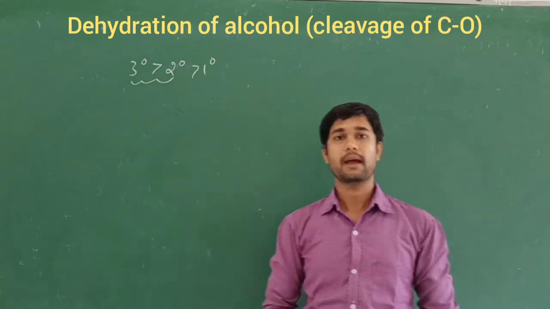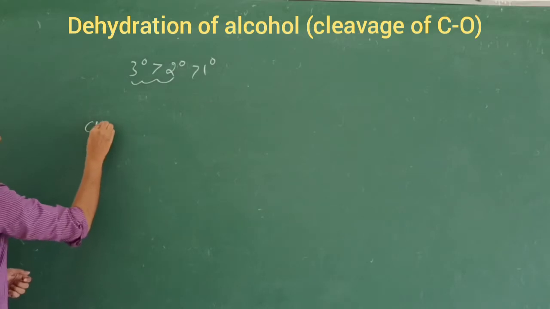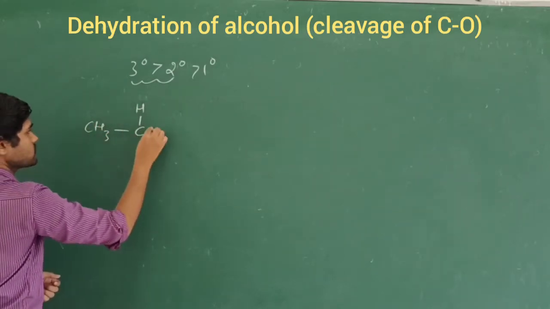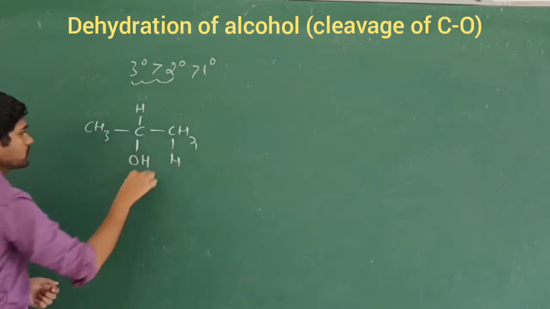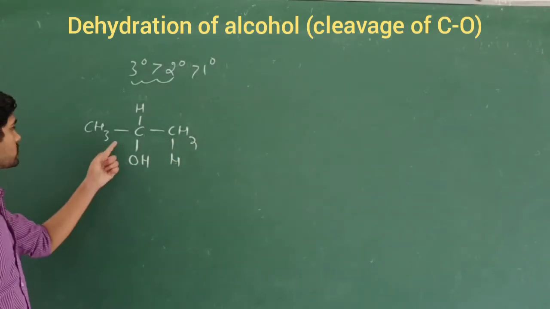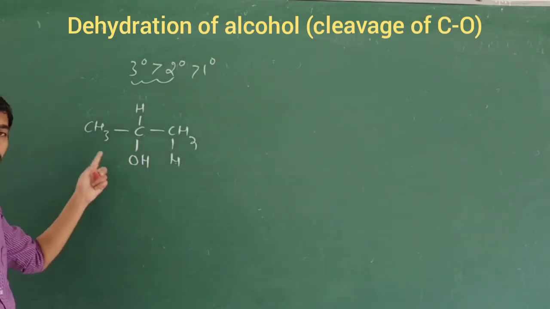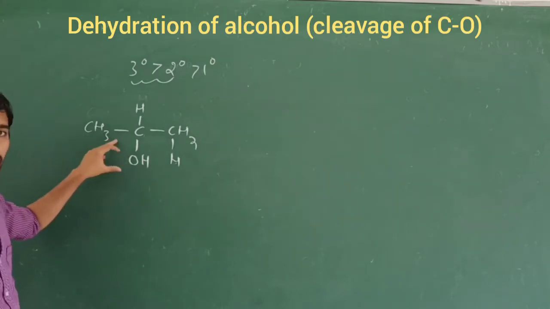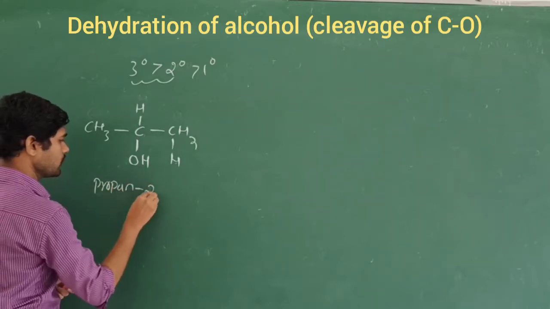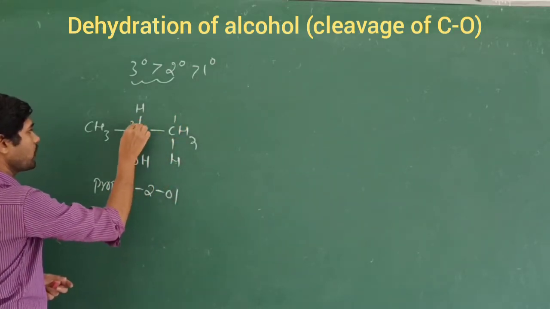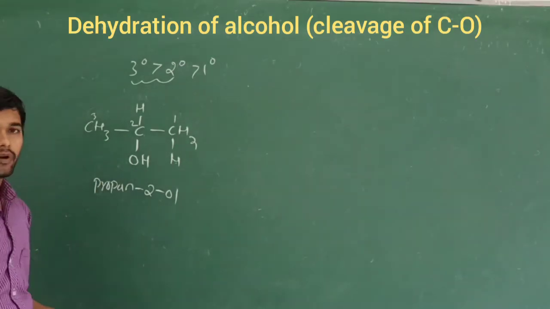So let's see with examples. I am going to take isopropyl alcohol, a secondary alcohol, CH3 CH(OH) CH3. Because two R groups, that is CH3 groups, are attached to the carbon atom, it acts as a secondary alcohol. We name it isopropyl alcohol, or I write it as propan-2-ol, because by numbering 1, 2, 3, the OH group is attached to the second carbon, that's why it's named propan-2-ol.